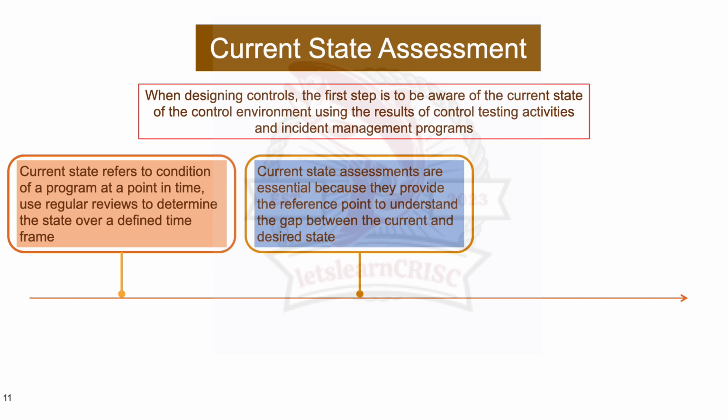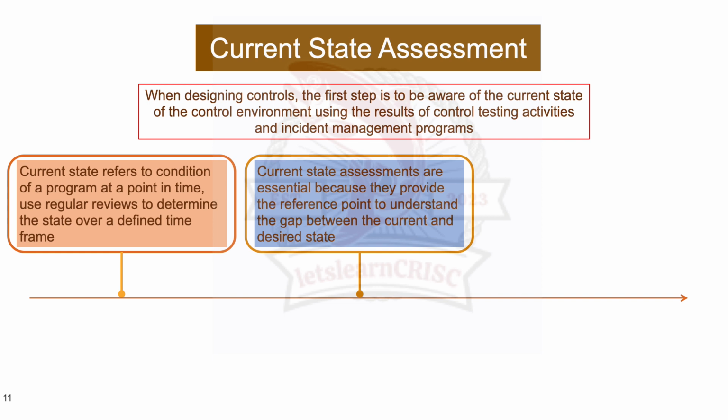For example, if the current risk levels are found to be higher than the desired state, it signals a potential need for strengthened controls, revised policies, or additional risk mitigation measures. Conversely, if the current risk levels are significantly lower than the desired state, it may indicate that certain risk management measures are more robust than necessary, potentially allowing for resource optimization.